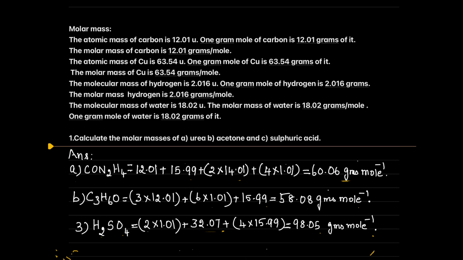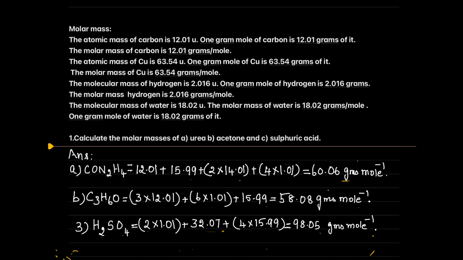Question number 1. Calculate the molar masses of the following: A. Urea, B. Acetone, and C. Sulfuric acid. The first step in the calculation is to find out the constituent elements in the molecule and also the number of atoms of each element. Then the atomic mass of each element is to be multiplied by its number of atoms. The sum expressed in grams per mole gives the answer.